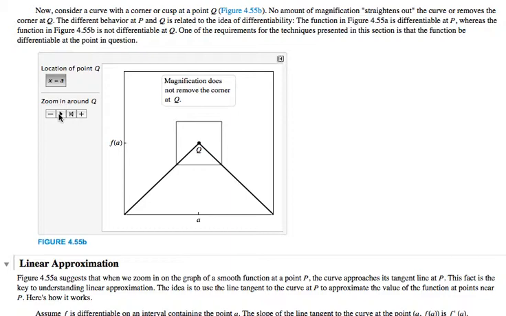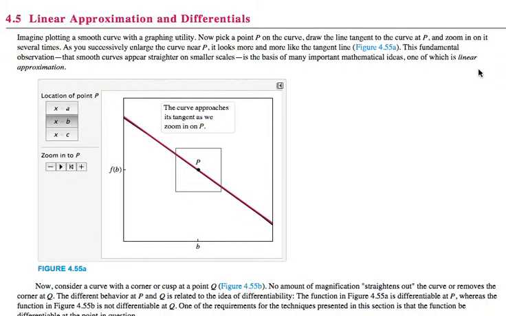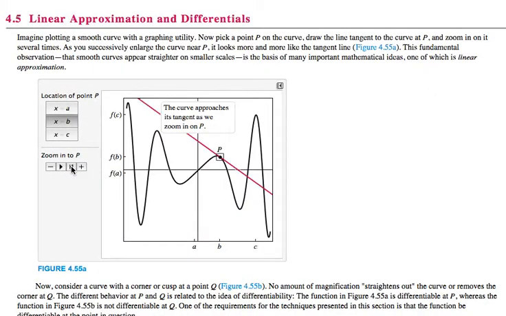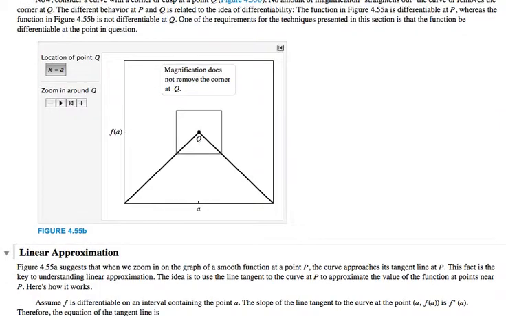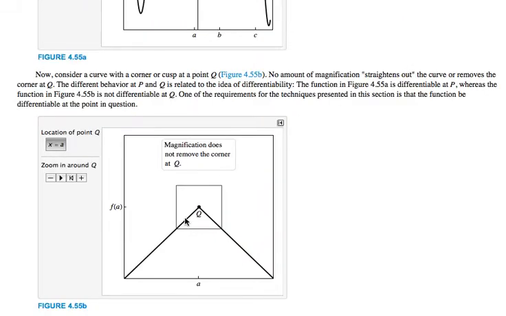Now this has to do with the basic fact of differentiability. The original curve that we looked at was differentiable at the points that we were discussing. Now comparing that to the second function that we looked at, we can see that since there's a cusp at Q, the function's not differentiable at Q. And so realize that the descriptions that I'm about to go through with linear approximation require that the function be differentiable at the point in question.